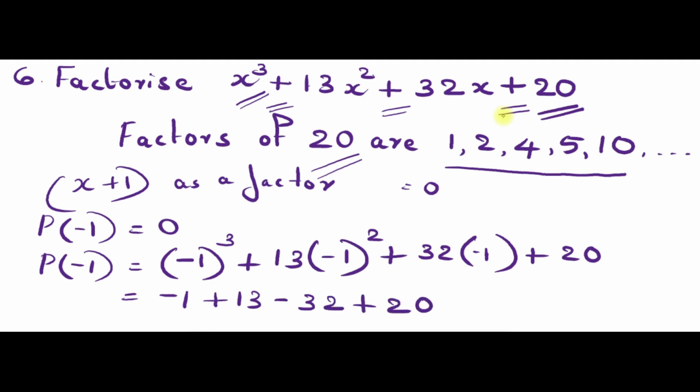Minus 1 plus 13, 12. 12 minus 32 is minus 20. Minus 20 plus 20 is equal to 0. So you got the result as 0. So you can consider x plus 1 as a factor of this polynomial. So one of the factors of this polynomial is x plus 1. So divide this polynomial x cube plus 13x square plus 32x plus 20 by x plus 1 and find out the other two factors. For a cubic polynomial, there are three factors. So you got one of the factors as x plus 1, and go for the remaining factors.